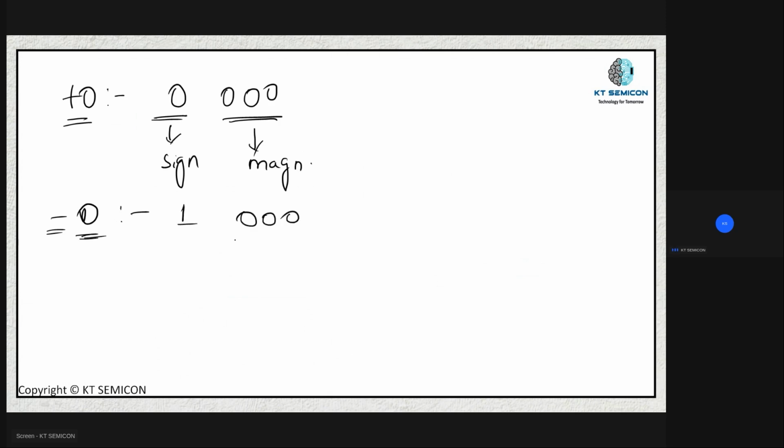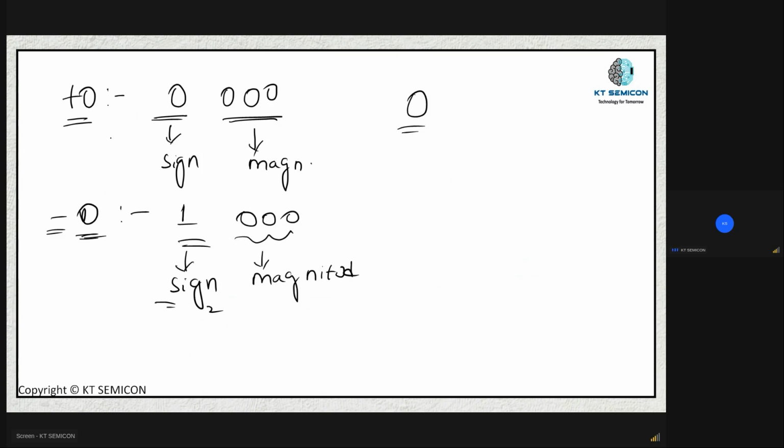So I can see that for plus 0 I have one representation, and for minus 0 I have another representation. So for 0, I basically have two representations, but in reality you don't have plus 0 and minus 0. Using the sign magnitude form of representation, we end up with two representations for 0. So this is a small disadvantage of sign magnitude form of representation. One other disadvantage is that we need an extra bit for representing the sign bit.